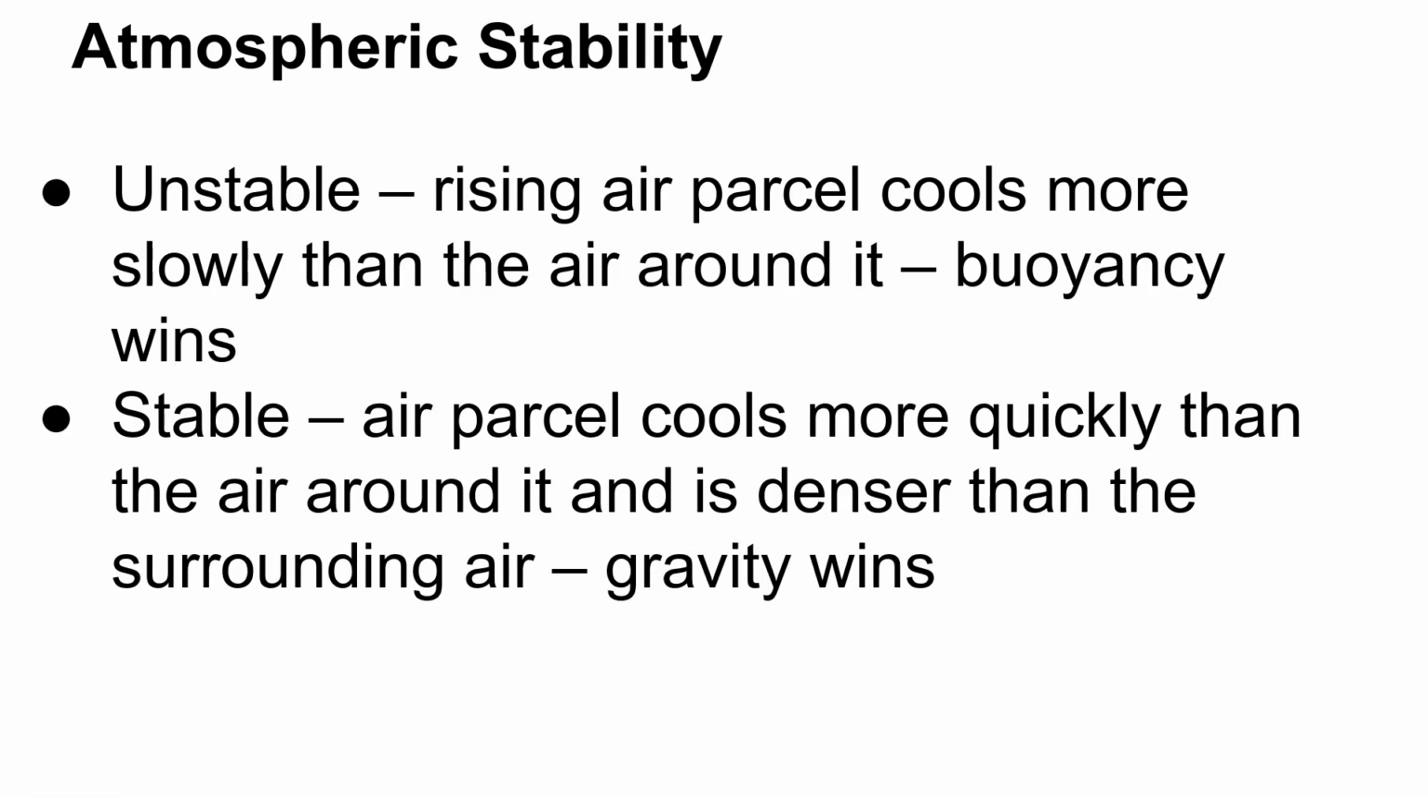So if we're talking about parcels, if you have a rising air parcel that's cooling more slowly than the air around it, that parcel will be warmer than the air around it, and so it'll rise and it's unstable. If the parcel cools faster than the air around it, the parcel will get colder than the air. It'll be stable because the air in the parcel will be colder than the atmosphere around it, and it won't rise. It's a cold air balloon.